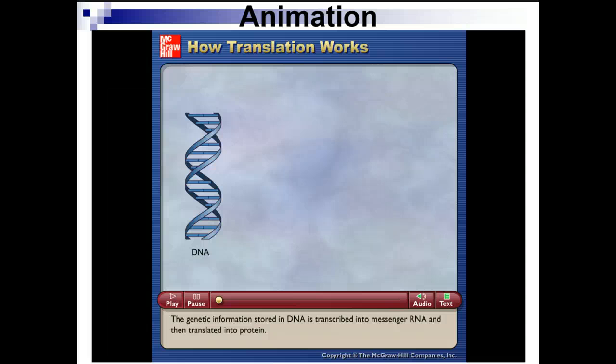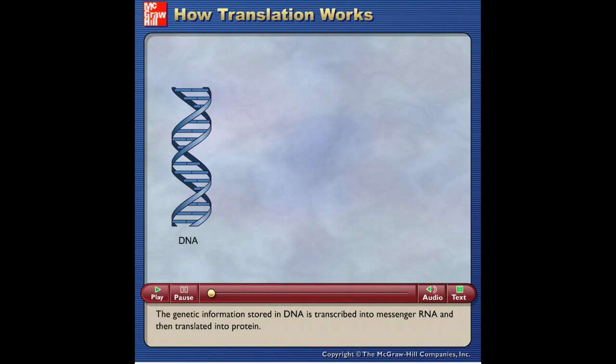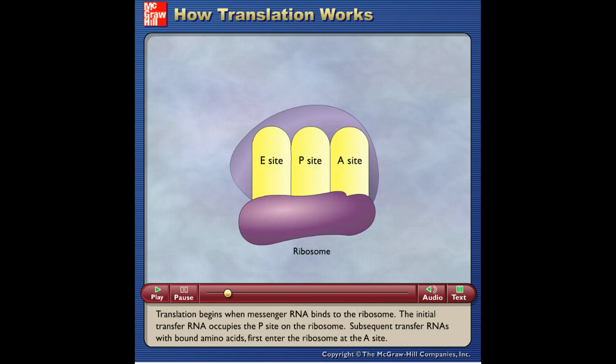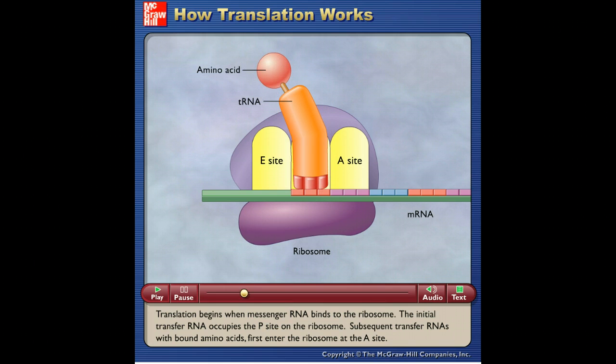Now let's look at translation, the complete process, one more time. The genetic information stored in DNA is transcribed into messenger RNA and then translated into protein. Translation begins when messenger RNA binds to the ribosome. The initial transfer RNA occupies the P site on the ribosome. Subsequent transfer RNAs with bound amino acids first enter the ribosome at the A site.